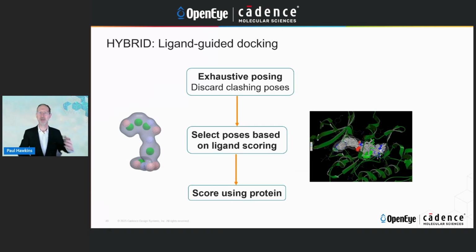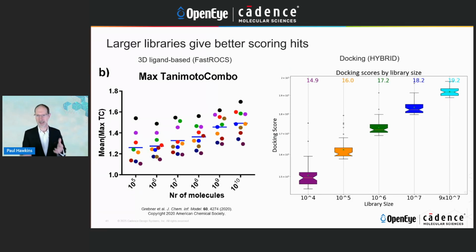So just to remind you, we also have this shape and color-based docking engine, HYBRID. We'd like to use that at large scale also. So we have a similar experiment to what I showed you earlier, on the right here, looking at how HYBRID scores are affected by the increase in library size. Here we go from 10,000 to about 90 million, and you see the same qualitative data that we saw from the AZ approach with FastROCS. Monotonic increases in the scores of the top 500 molecules. So we're getting better docking hits out of docking larger libraries. We're getting better ligand-based hits out of ligand-based screening larger libraries.